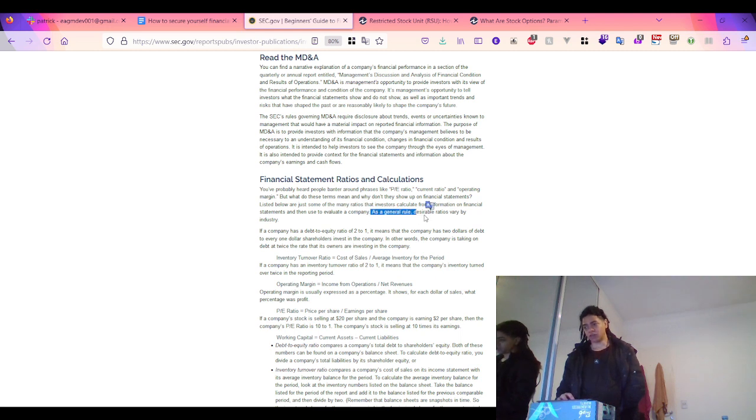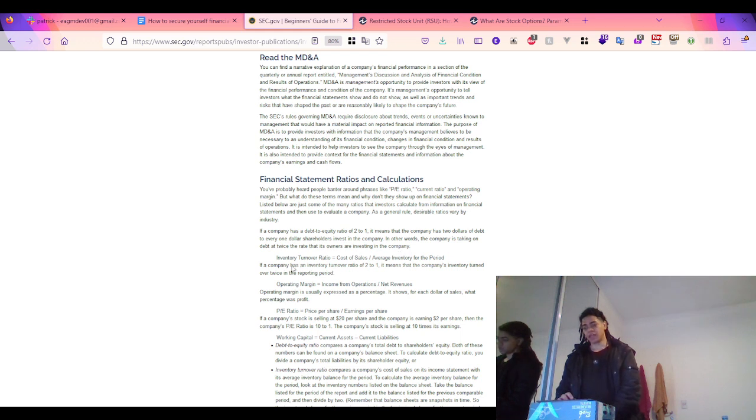As a general rule, desirable ratios vary by industry. If a company has a debt to equity ratio of 2 to 1, it means the company has $2 of debt for every $1 shareholders invested in the company, meaning that the shareholders, instead of owning $1, only have 50 cents. In other words, the company is taking on debt at twice the rate that its owners are investing in the company.